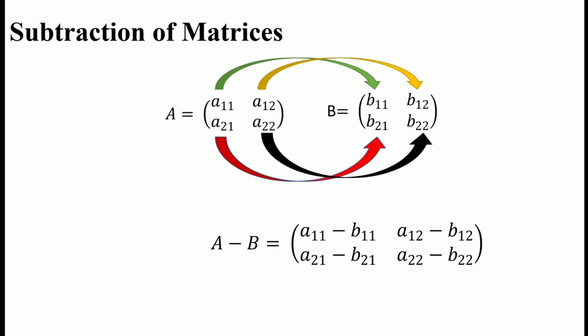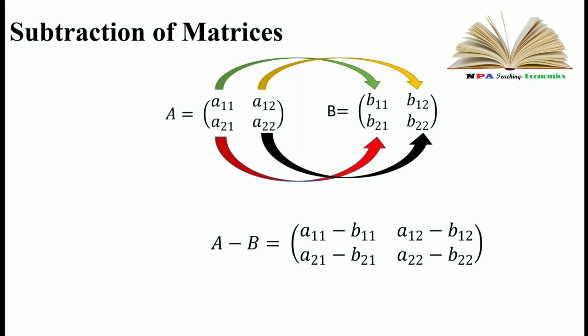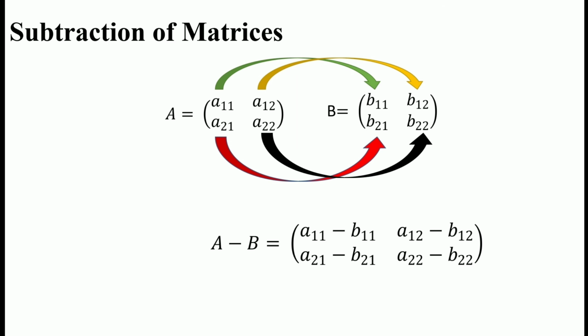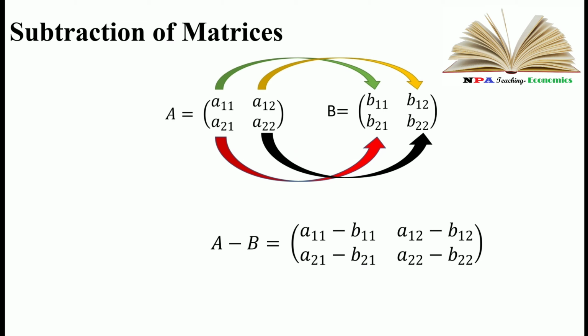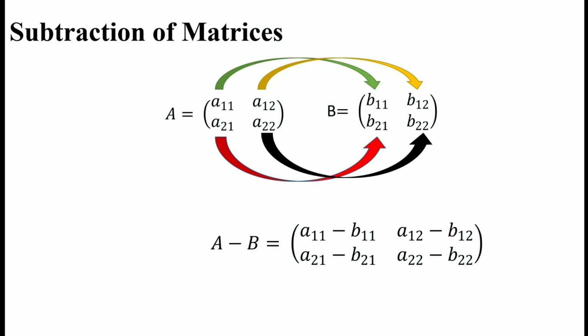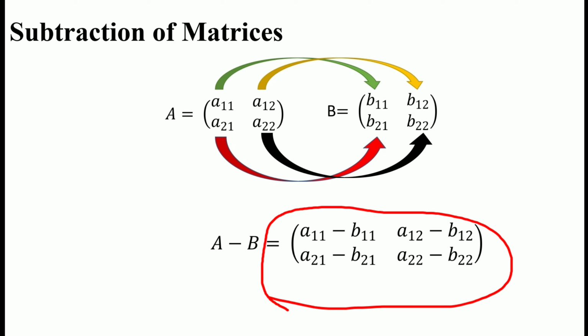See here, the first element of matrix B, B11, should be subtracted from the first element of matrix A, A11. The second element of matrix B, B12, should be subtracted from the second element of matrix A, A12. Similarly, the other elements can also be found by subtracting the elements of matrix B from matrix A. Thus, we get the 2 into 2 matrix A minus B, which is equal to A11 minus B11, A12 minus B12, A21 minus B21, A22 minus B22.